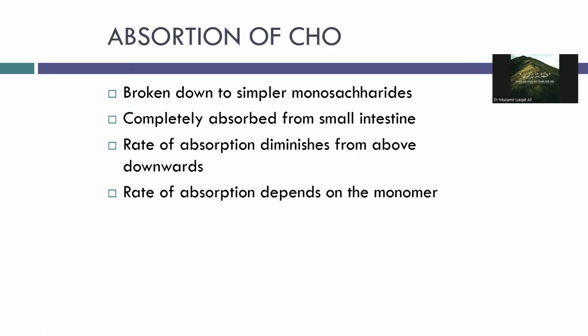Next is the absorption of the simple carbohydrates. Those are converted by the enzymatic activity present in the gut. All carbohydrates are ultimately broken down to monosaccharides: glucose, fructose, galactose, and some other simple carbohydrate structures. And they are completely absorbed in the small intestine, predominantly in the jejunum and duodenum. Right? The rate of absorption decreases from proximal to distal small intestine and depends on the specific monosaccharide. For example, glucose is absorbed more rapidly than galactose, and galactose is absorbed more rapidly than the fructose molecule. Right?